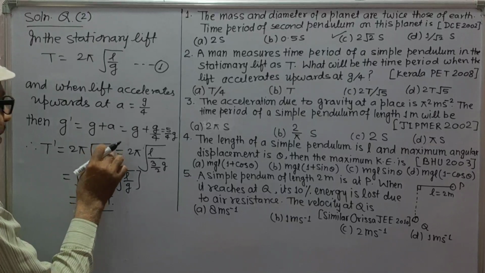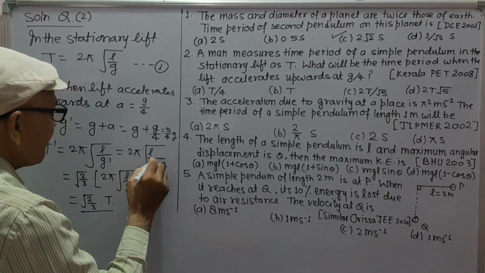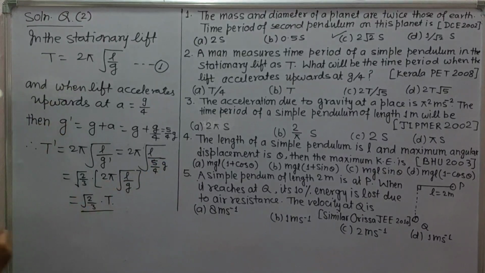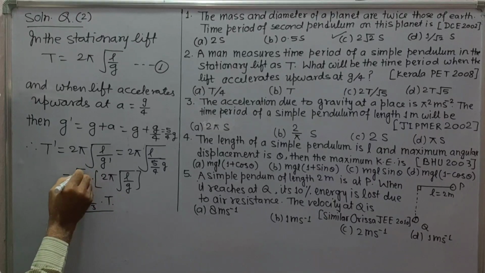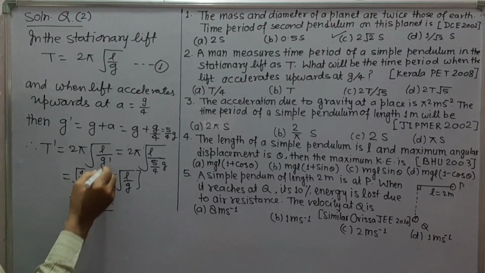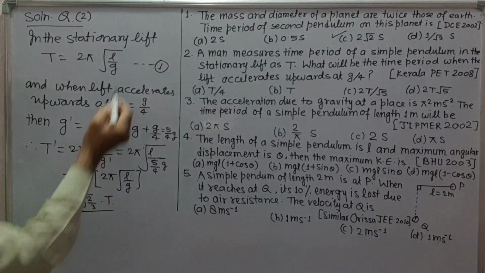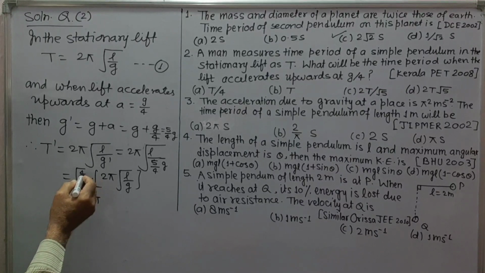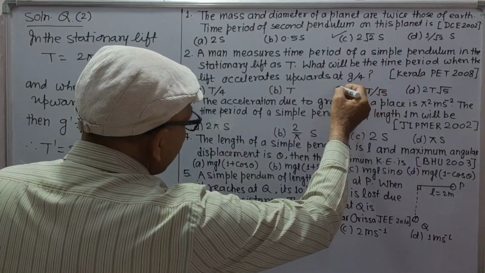to 2 pi under root L upon g dash, which is equal to 2 pi under root L upon 5 by 4 g, which gives root 4 by 5 into 2 pi under root L by g, and 2 pi under root L by g is T from equation 1, so which will be 2 upon root 5 into T, so the correct option will be 2T upon root 5, C.